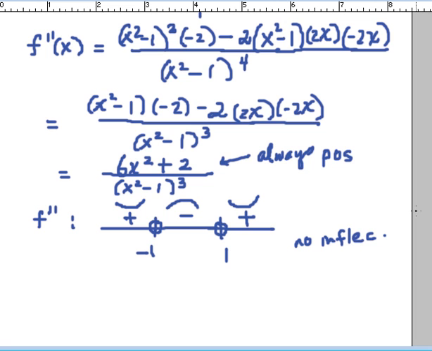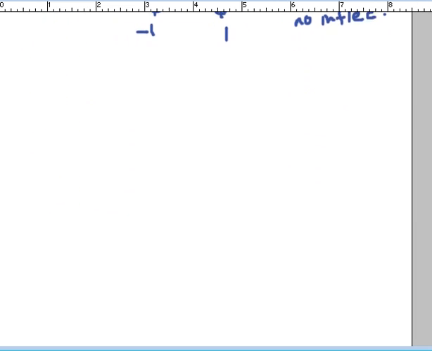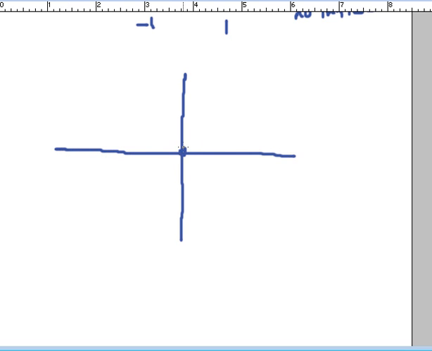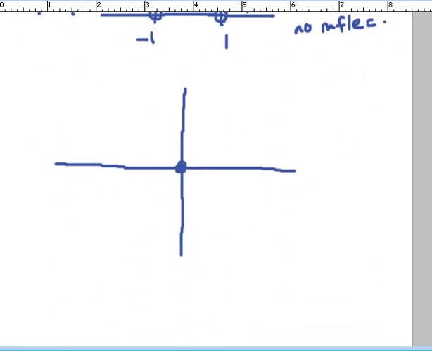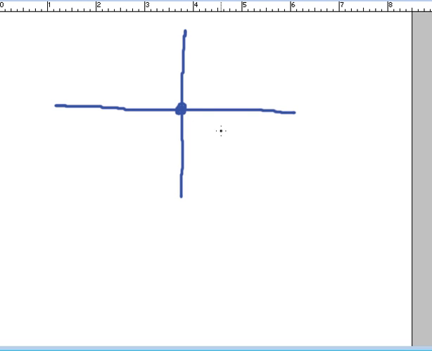Alright, let's draw a graph, putting all the pieces together. We had the x and y intercept at 0, 0. And remember, 0, 0 was also a maximum. It goes up and down here. That was the only relative max or min, so that's a maximum. Let's put in at 1 and minus 1 our vertical asymptotes.